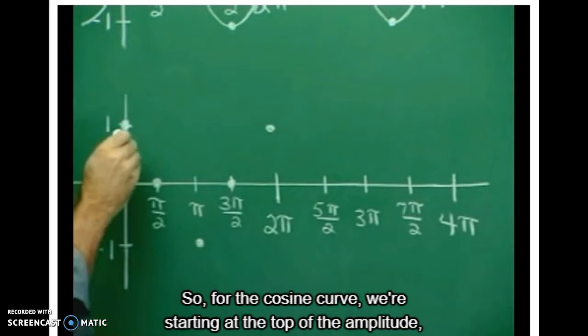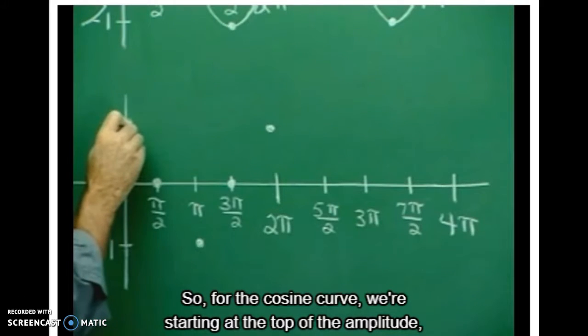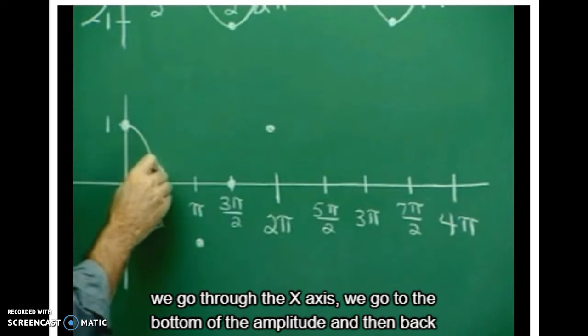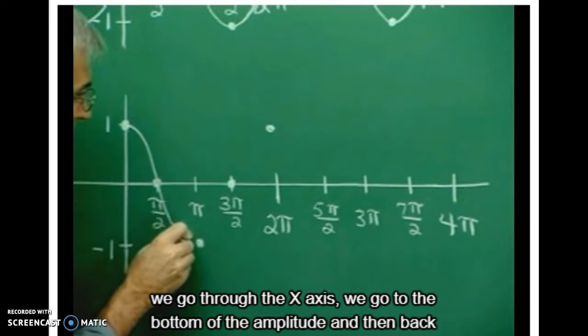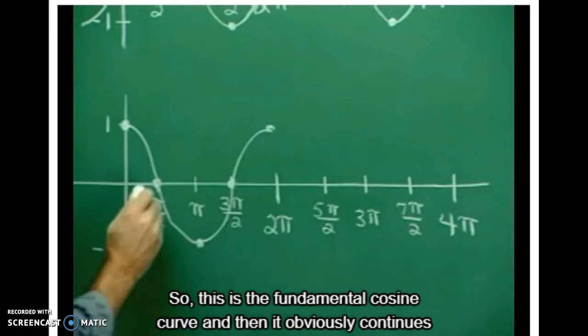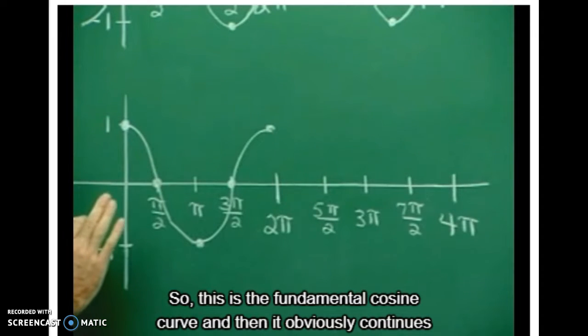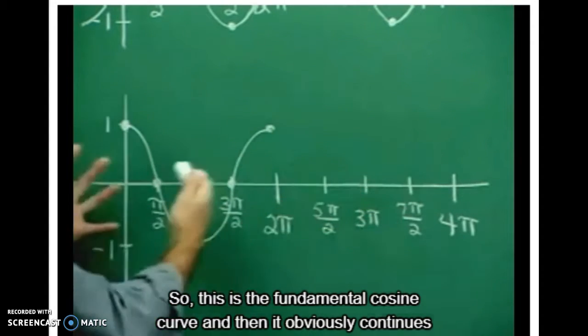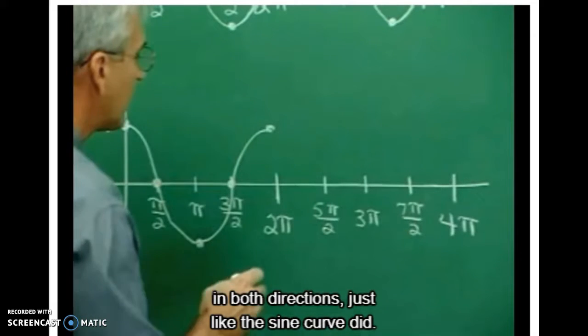So for the cosine curve, we're starting at the top of the amplitude. We go through the x-axis. We go to the bottom of the amplitude, and then back through, and then to the top again. So this is the fundamental cosine curve. And then it obviously continues in both directions, just like the sine curve did.